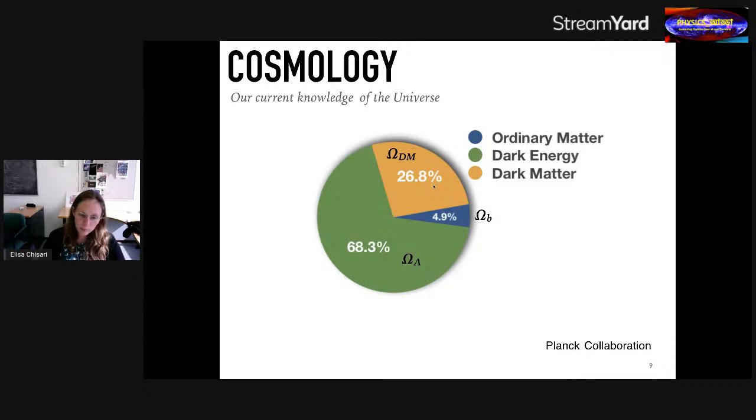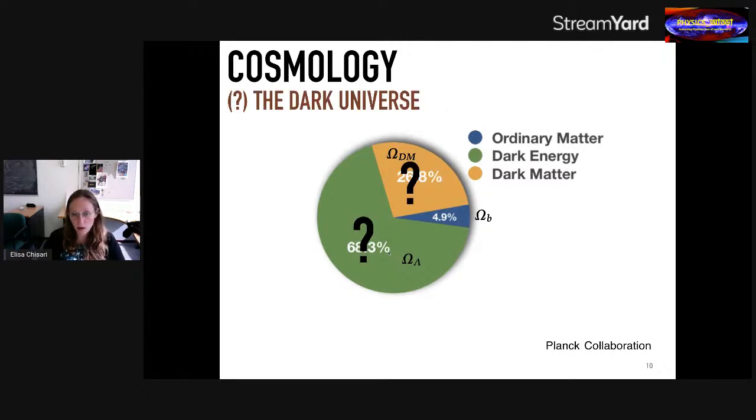And then 68% of the universe is in the form of dark energy. So this energy, we think, is responsible for driving the expansion of the universe, the accelerated expansion of the universe today. But again, we don't know very much about its origins. So we have a lot of open questions here, despite our models for the universe being very good. The questions are, what are these dark components, this dark matter, and this dark energy? And we're still looking for answers to these questions.